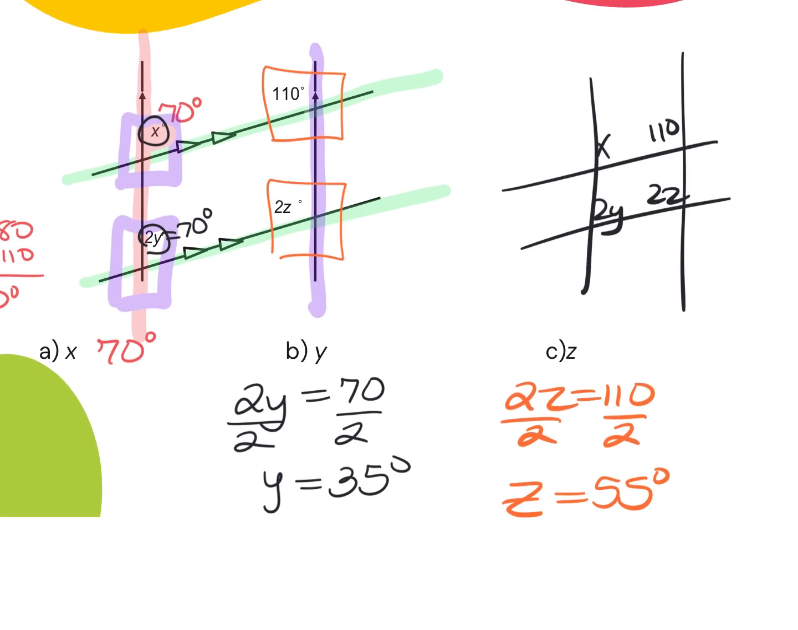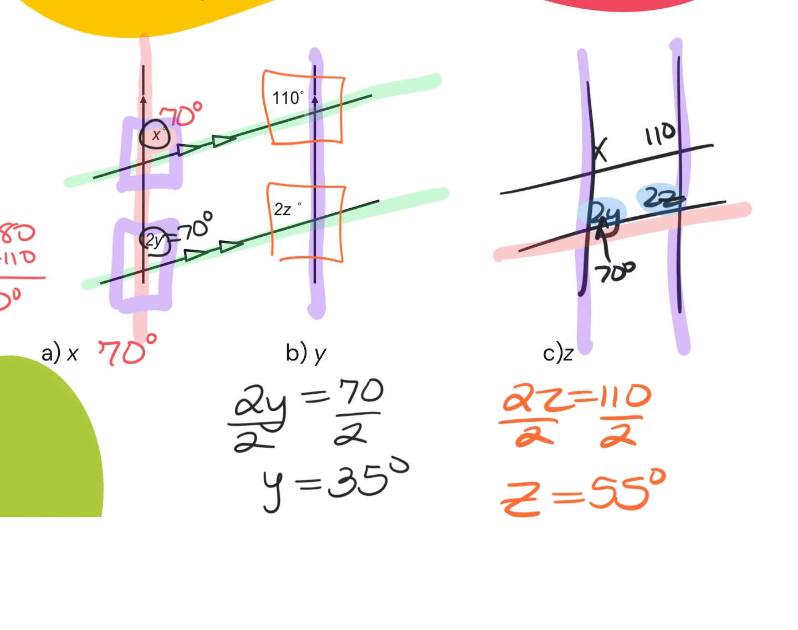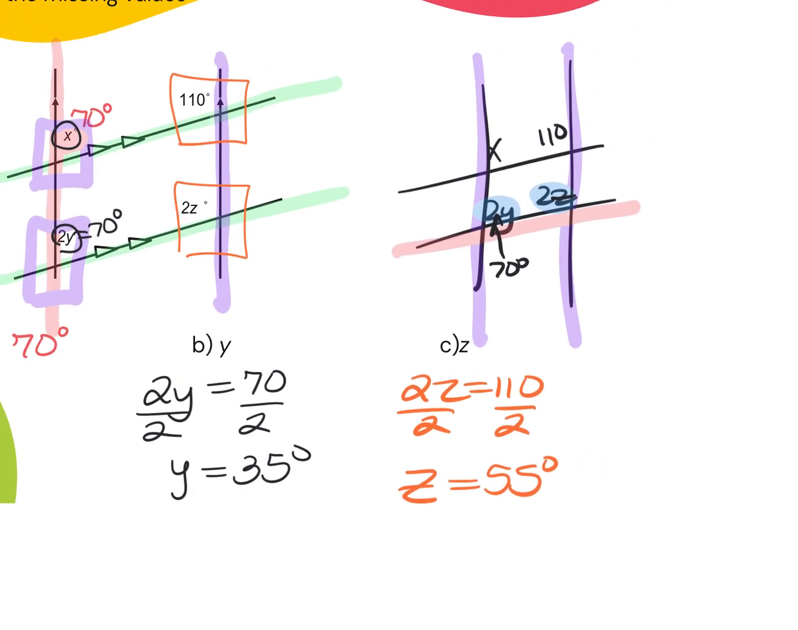You could have used these parallel lines and this transversal, and then these two angles here, the 2y and the 2z, that's not a 22, it's a 2z. These would have been consecutive interior. Well, we already knew this angle was 70.